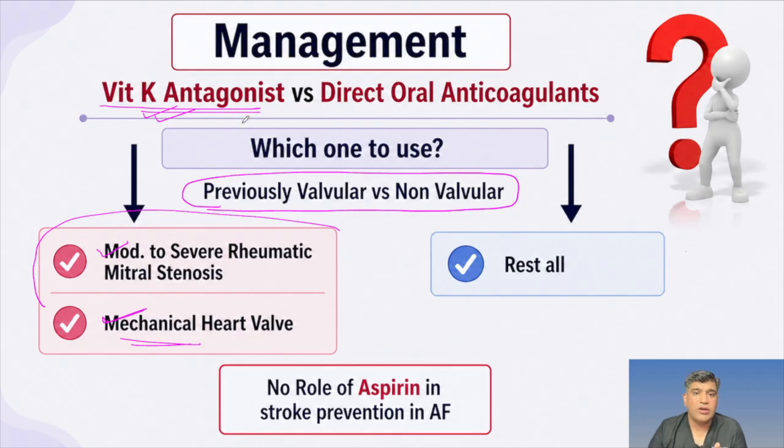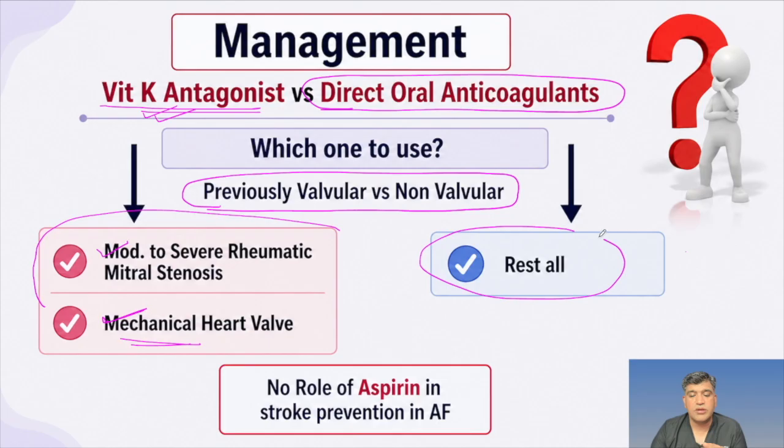Rest all, unless it is contraindicated, give DOACs, direct oral anticoagulants: apixaban, rivaroxaban or dabigatran. Simple. Rheumatic MS, mechanical heart valve, give vitamin K antagonist, warfarin, acenocoumarol. Rest all, unless it is contraindicated, like in severe renal dysfunction, give direct oral anticoagulants. To add to this, there is no role of aspirin in stroke prevention in AF. There is no logic, no role of adding aspirin for these patients.